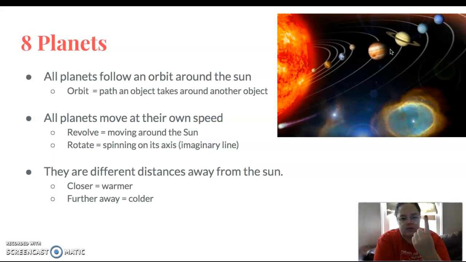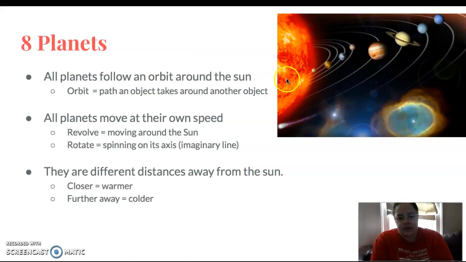They all move at their own speed when they rotate, which is when they spin, and they also move at their own speed when they revolve around the sun, which is why days and years are different depending on which planet you're on, because a year is how long it takes the planet to get all the way around the sun, whereas a day is how long it takes the planet to spin once on its axis. There are also different distances away from the sun, and you can see that in this picture here. Some planets are very close to the sun, and some planets are very far away, and that's going to affect the temperature, because the closer you are to the sun, the more heat you're going to get from it.